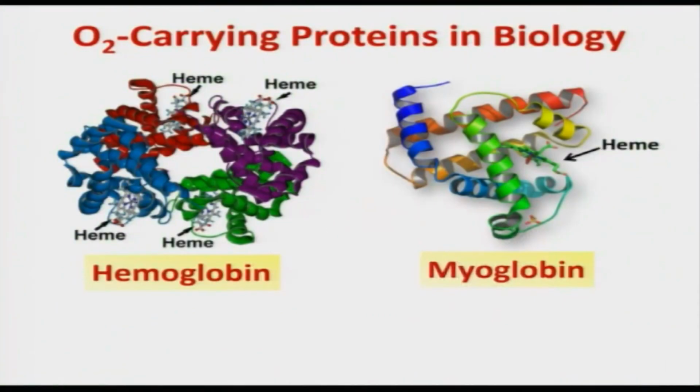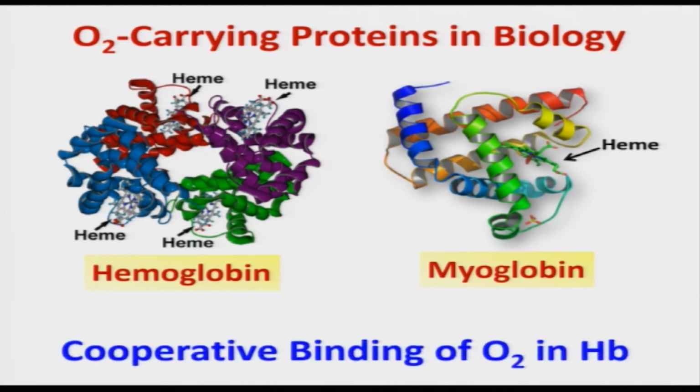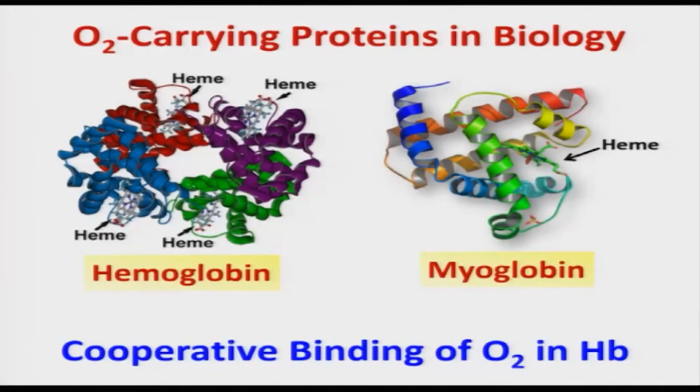Now, coming back to these oxygen carrying proteins in biology, as I have shown here, hemoglobin and myoglobin, what these protein chains are doing is only separating these two heme centers so that they cannot come close to form a mu-oxo dimer. Let us see. So, it also helps the cooperative binding of dioxygen in hemoglobin.